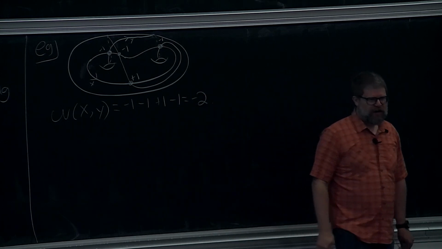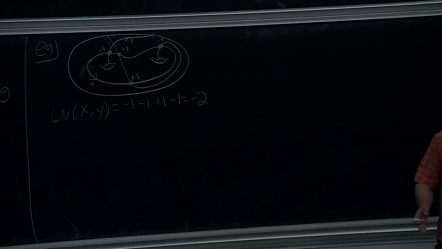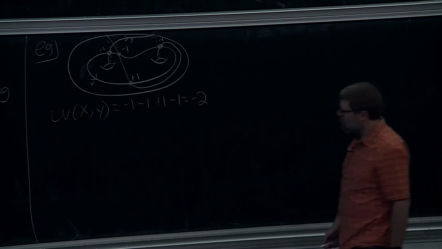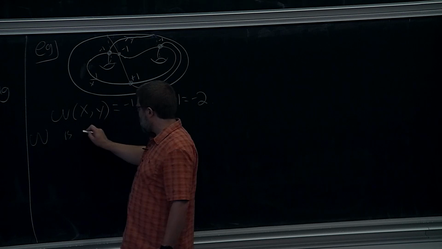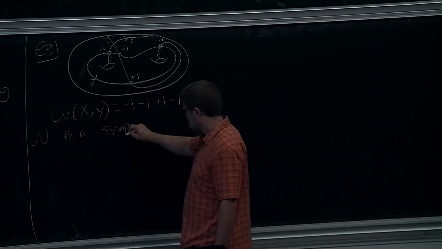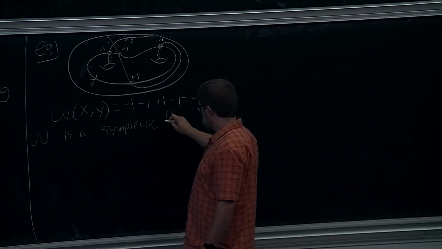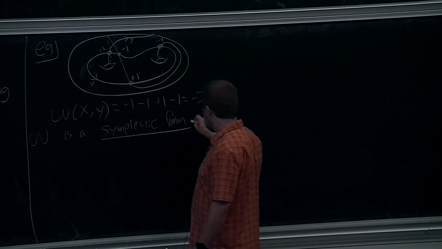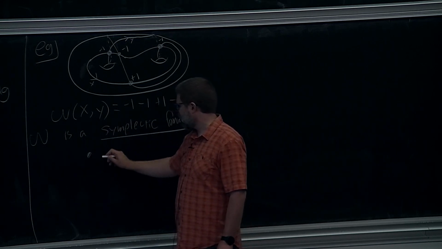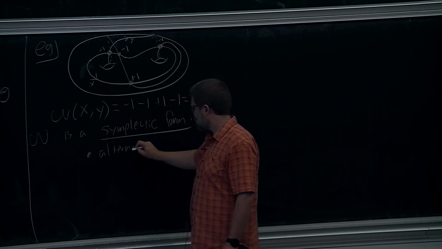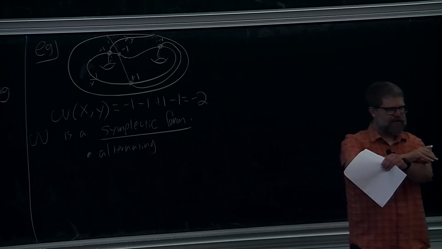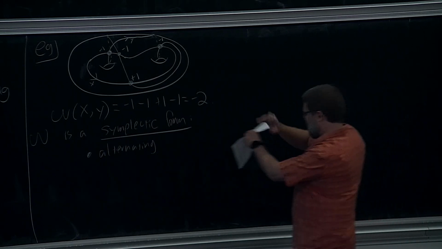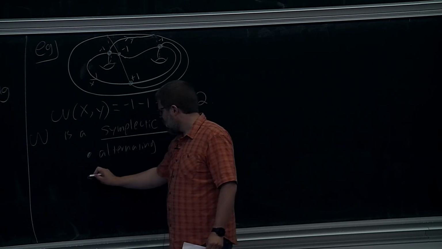Okay, so for every intersection of the two cycles, you look at the sign of the intersection, you add up those plus minus ones. So what are some properties? So omega is a symplectic form. What does that mean? That means two things. First, it's alternating. So if you flip the inputs, you get a sign. So it becomes -1.